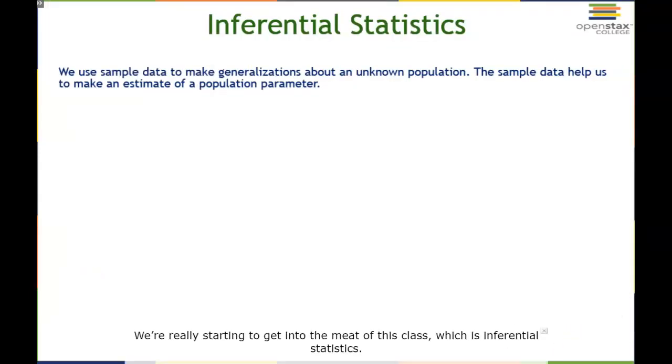We're really starting to get into the meat of this class, which is inferential statistics. We're going to use sample data to make some generalizations about an unknown population. One of the key things that we're going to be focusing on are point estimates. A point estimate is just a value that is going to represent the population parameter.